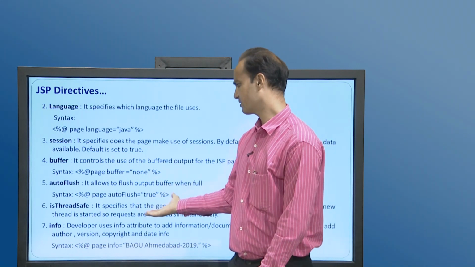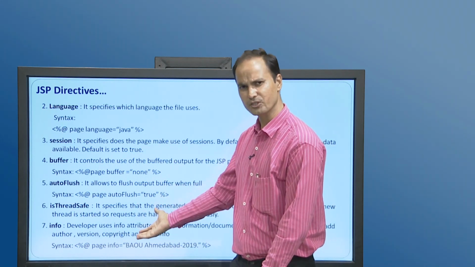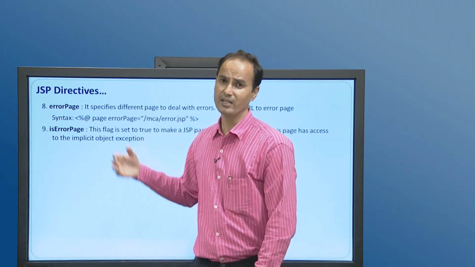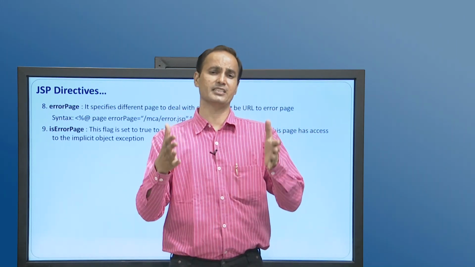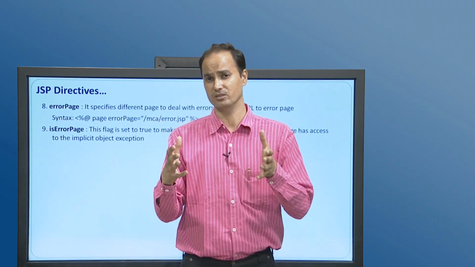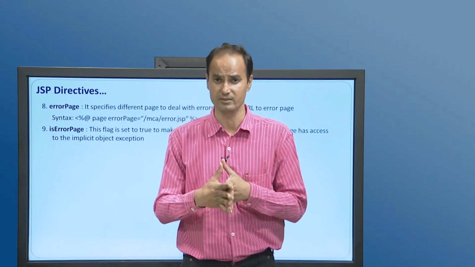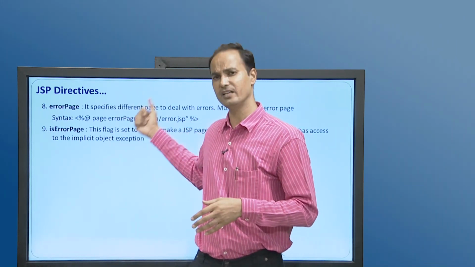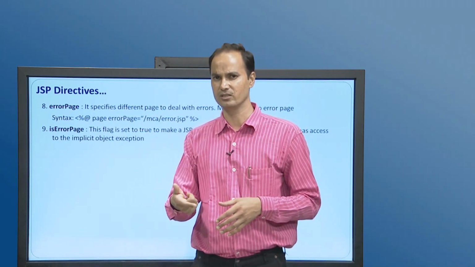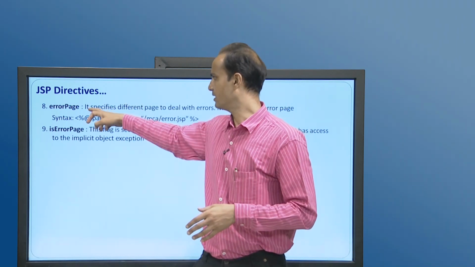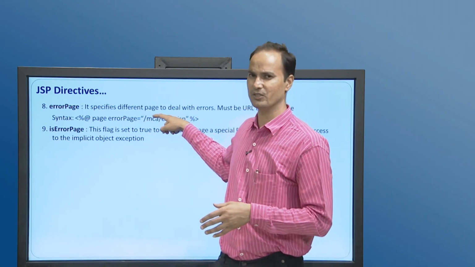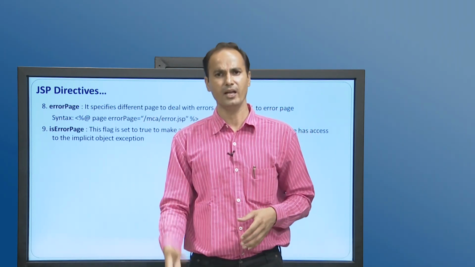Then you can mention whether it is thread safe or not, and you can provide information about the page in the info attribute. Then there are the errorPage and isErrorPage attributes. If you are writing a JSP page, there may be an exception during execution. So, how can such exceptions be handled? You can handle them through errorPage and isErrorPage. You have to specify isErrorPage is equal to true, which means this is the error page and it is going to handle the exception. So, you specify errorPage is equal to the name of the error page to be invoked, and the exception will be handled.